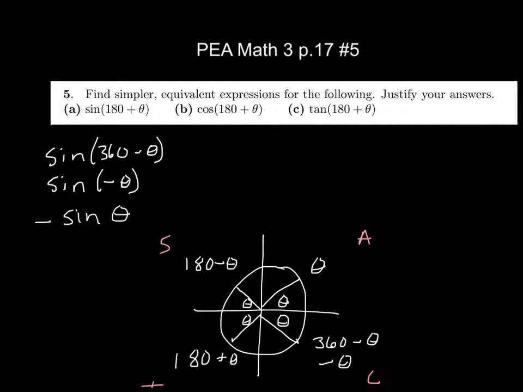Let's look at B. Cosine of 180 plus theta. Is that positive or negative? Negative. What other quadrant is cosine negative in? The second. So what would your answer be? Cosine of 180 minus theta. That's it.